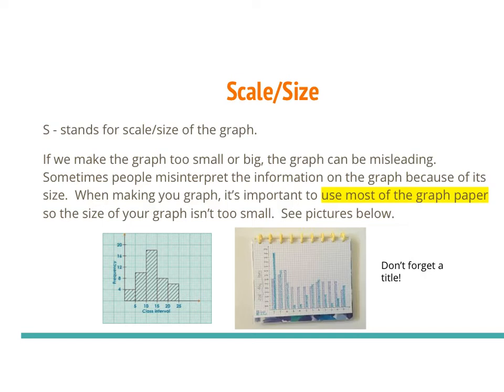And if you look at the pictures below, those are good examples of graphs that aren't too small or too big. Like I said, if they're too small, it can be misleading. And sometimes if it's too big, it goes off the graph paper. So it's important to space your graph out so that they are the appropriate size.